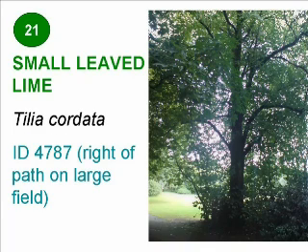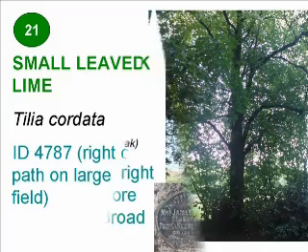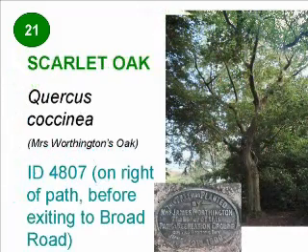Pollinating bees are attracted by the strong scent, and flowers are followed by lots of small round hard grey-green fruits which fall from the tree with a wing-like bract when ripe. We now move to our last tree, the scarlet oak, Mrs. Worthington's oak, which is on the right of the path just before the place we started this tour.